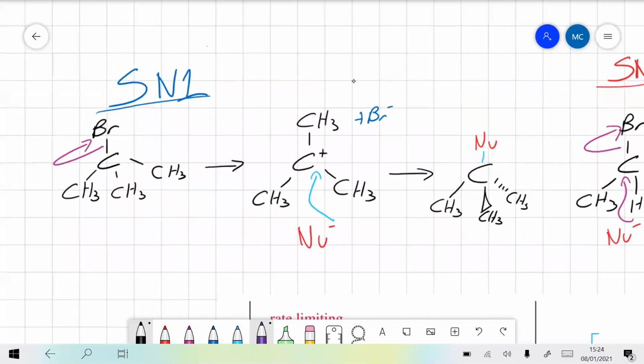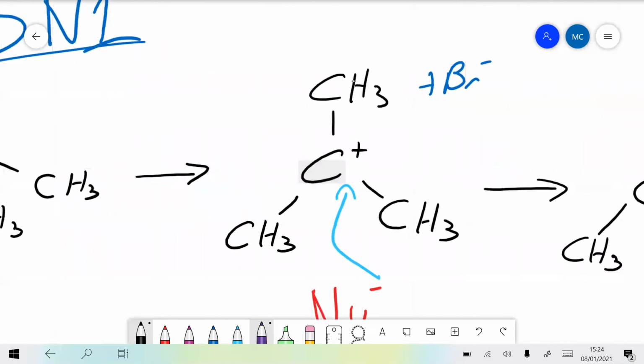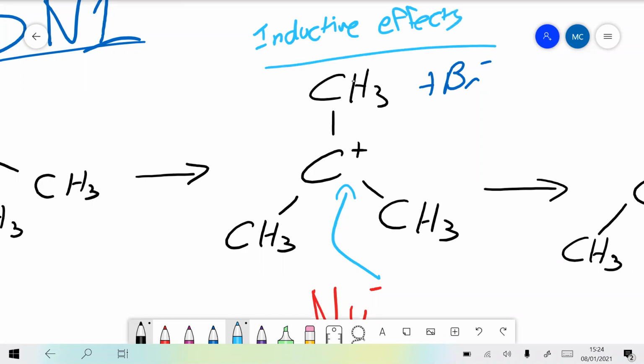Now, here we have a tertiary carbocation. Who can tell me why this is more stable than a primary carbocation? 3 plus I effects. 3 inductive effects, okay? Is everyone in accordance that we have 3 methyl groups that are affecting that carbocation?